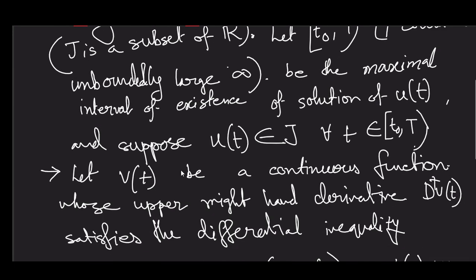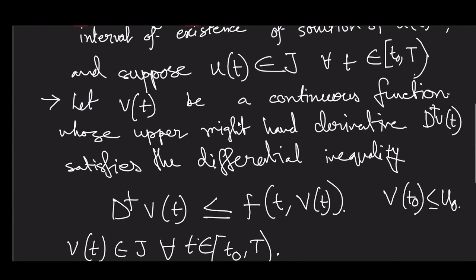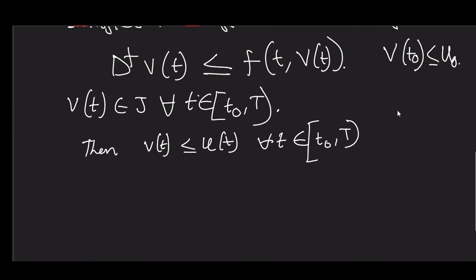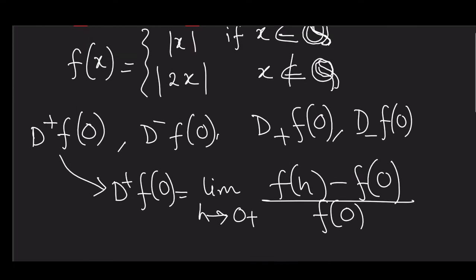So in that case, what we are getting is that if we find, then let V t be a continuous function whose upper right hand derivative satisfies this differential inequality, then we can say that this one V t naught is equal to this. Now we will see a proof of this comparison lemma.